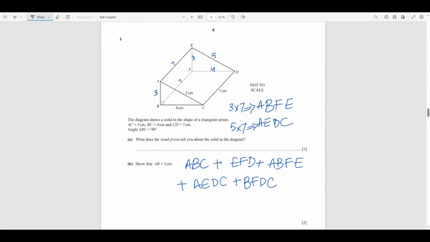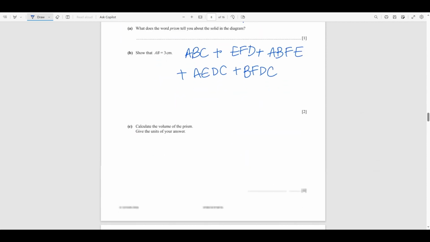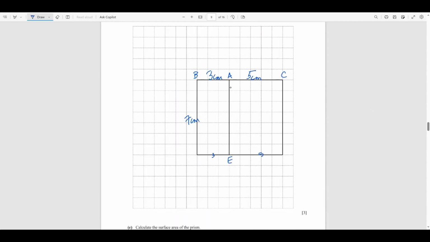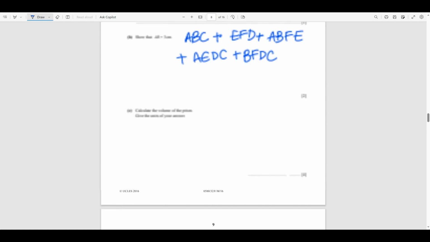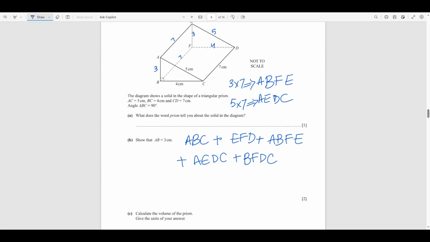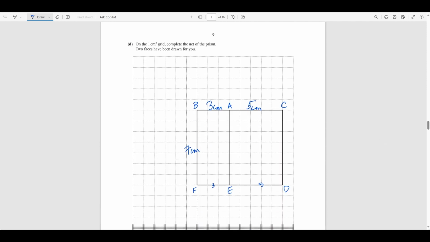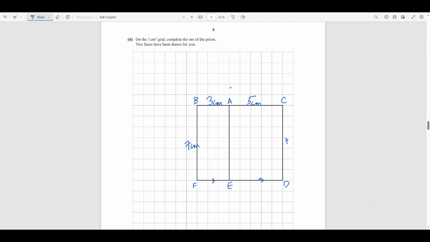right. So E and F are 3 units away and E and D are 5 units away. Now let's see if BF is the same as 7. So yeah, BF is 7 and also CD should be 7, right? So CD is also 7. So we have verified our net up to here.